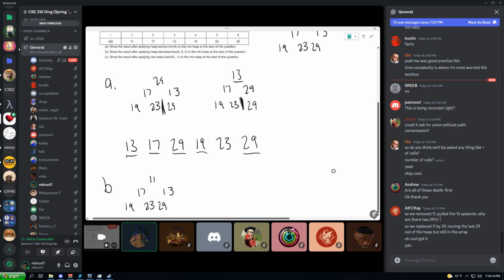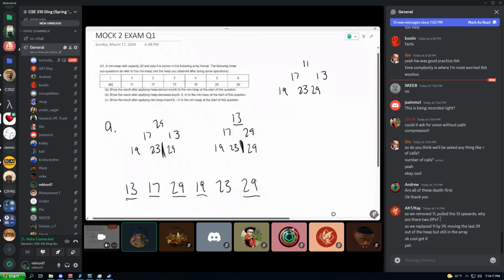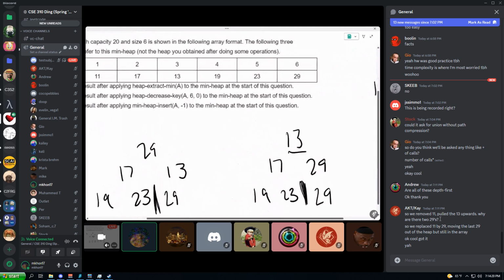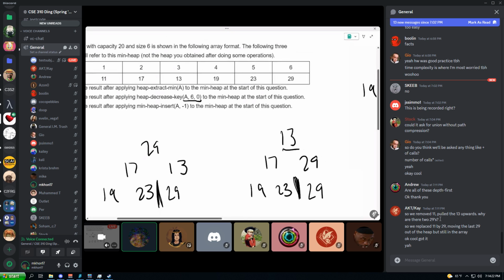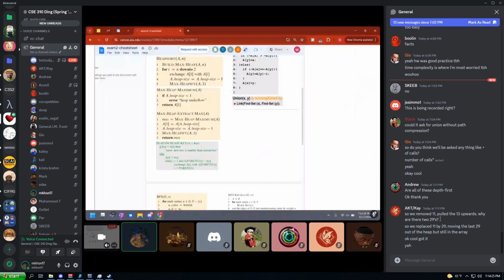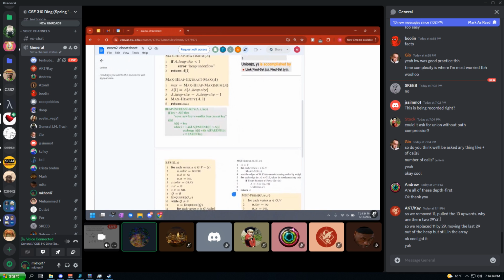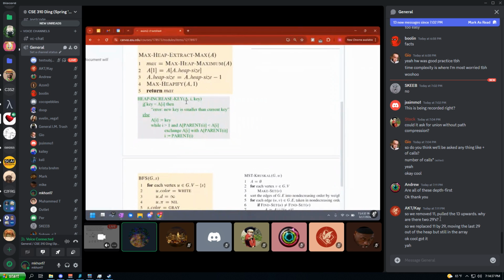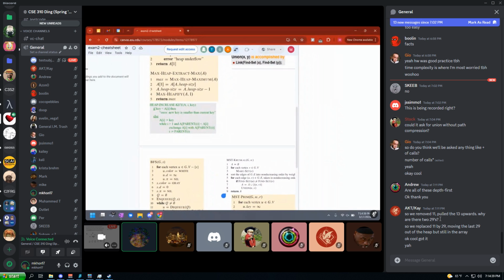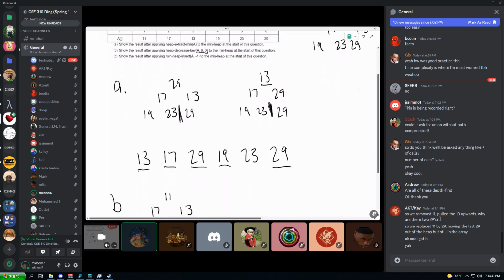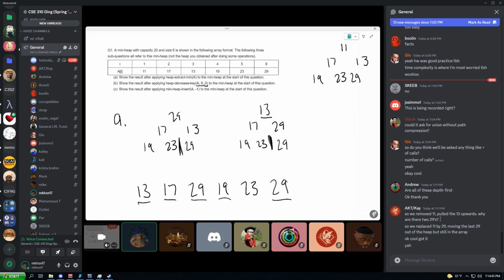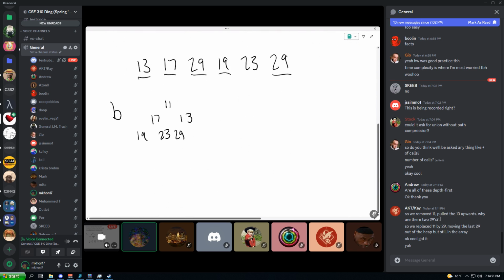Okay, so B, it says heap decrease key A, 6, 0 to the min heap. If you're having trouble reading what this means, the pseudocode will show you. This is not a decrease key function, but the increase key. It's kind of the same formatting, right? It says A, i, key right there. So now we know the second number is the index, the third number is the actual value. It's looking at index 6 and it wants to put in the number 0. So we're going to check index 6 right here and decrease the key to 0.